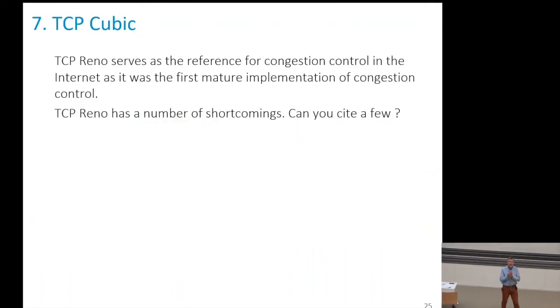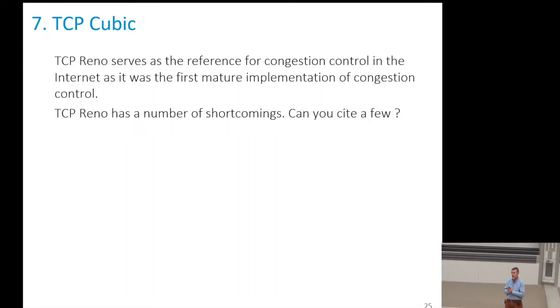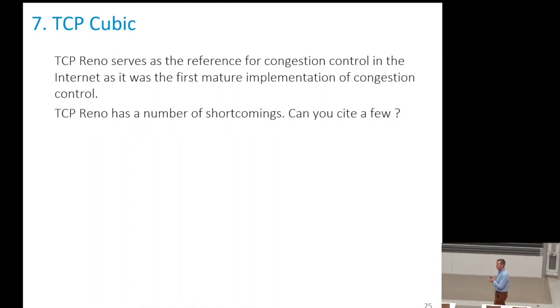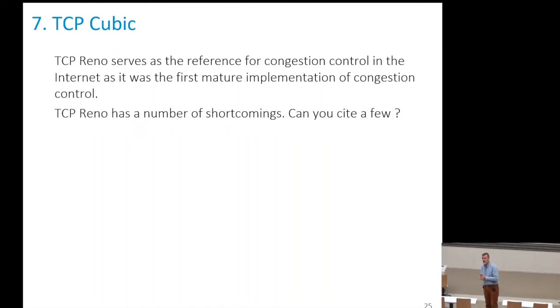So we have seen, with some amount of detail, TCP Reno, which is the first historical version of congestion control in the internet, which still serves as an important landmark today and is a reference implementation that many systems refer to, as we will see.